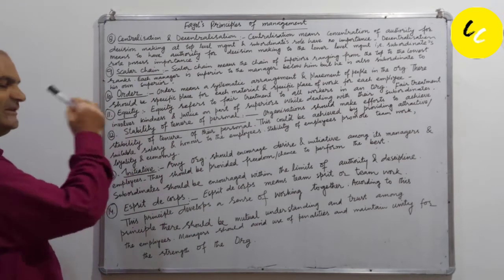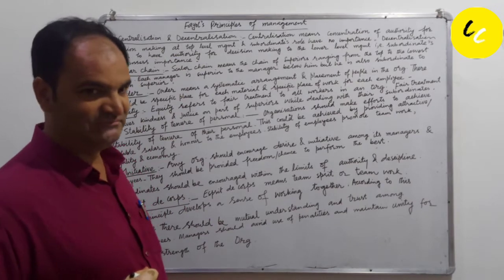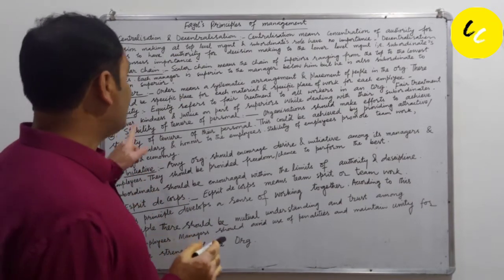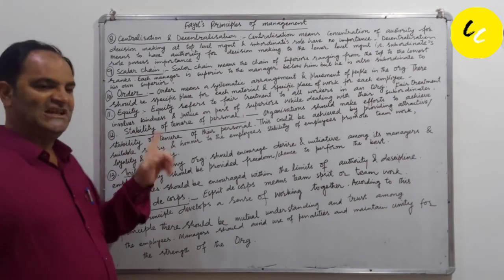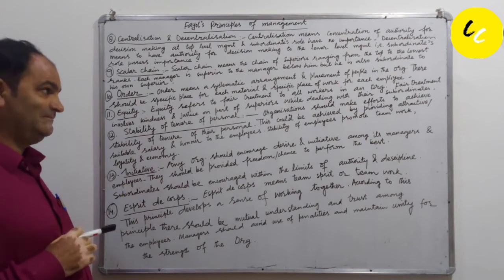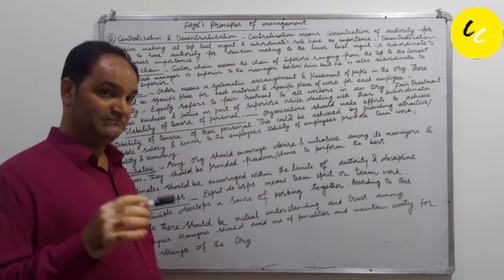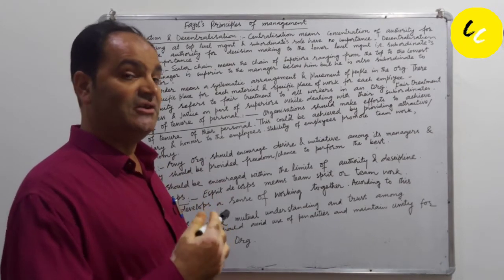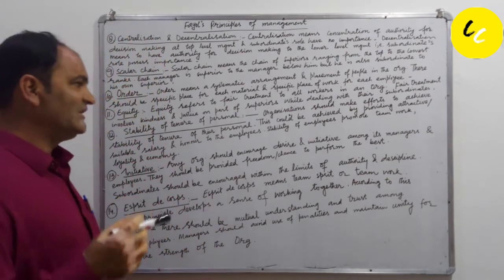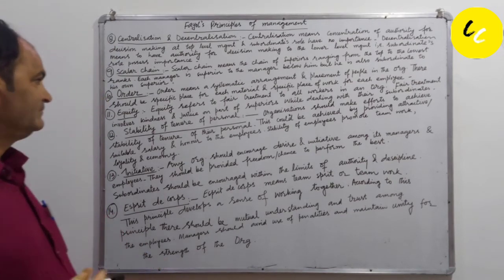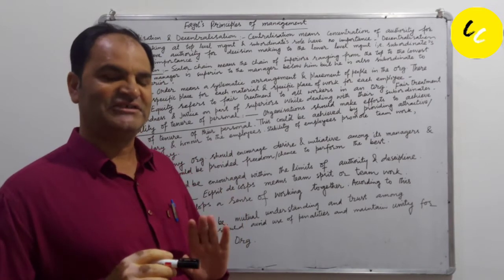Number 11, equity. Equity refers to the fair treatment to all workers in an organization. What does this fair treatment mean? Fair treatment means it involves kindness and justice on part of superiors while dealing with their subordinates. The superiors, the bosses, must possess very good behavior with their subordinates. Their attitude must be proper, suitable and reasonable while dealing with their subordinates. They should encourage the workers and employees working in the organization under them.